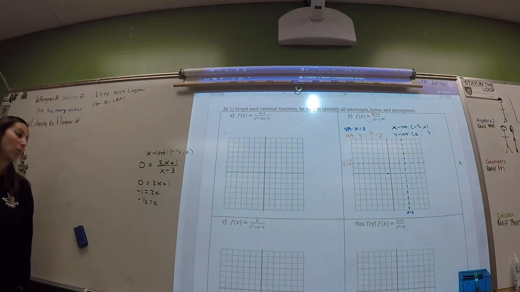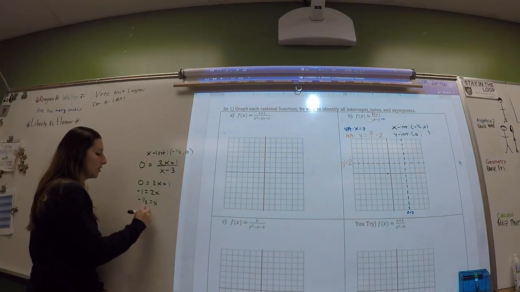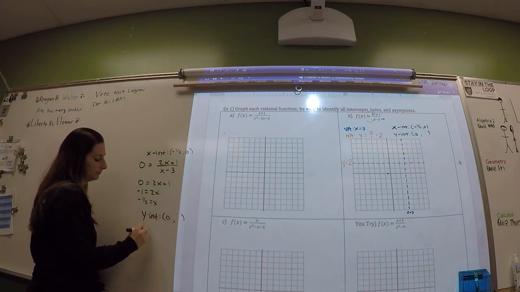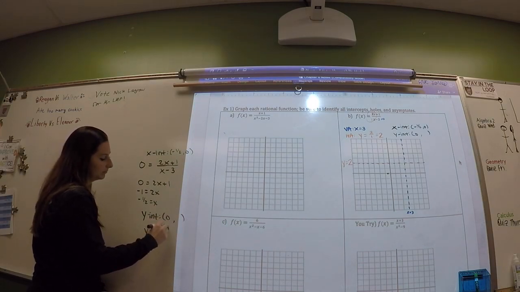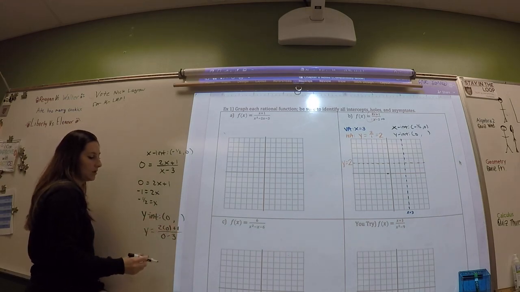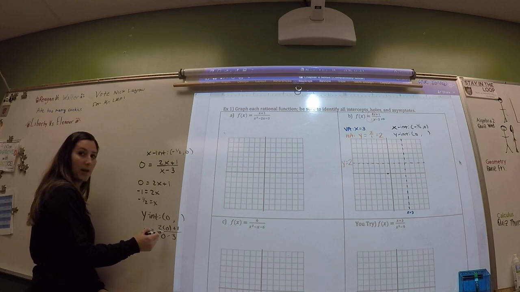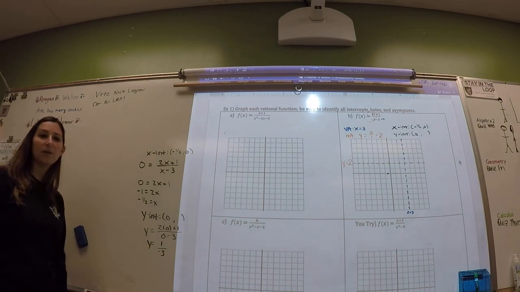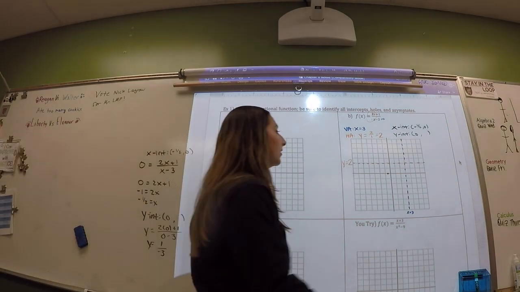Okay, and then for the y-intercept, you want to plug in 0 for x and solve. So the numerator, we have 0 plus 1, which is 1. Denominator, we have 0 minus 3, which is -3. So the y-intercept is going to be -1/3.